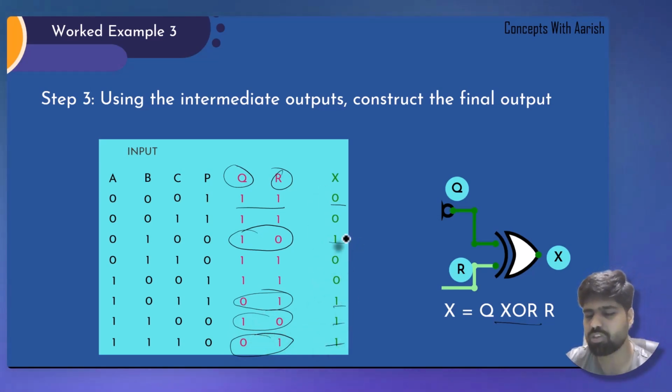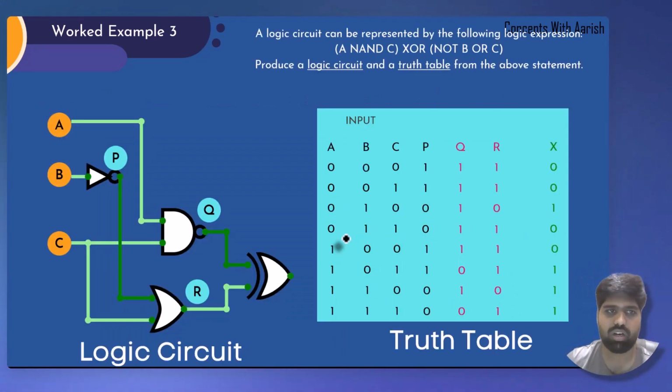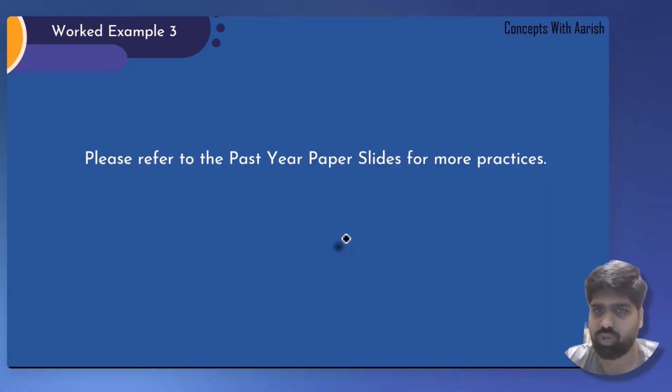Okay, if they are similar, they will produce a 0. If they are opposite to each other, then they will produce a 1. Now, that was the final answer, and you can look over here and you can practice it as well.